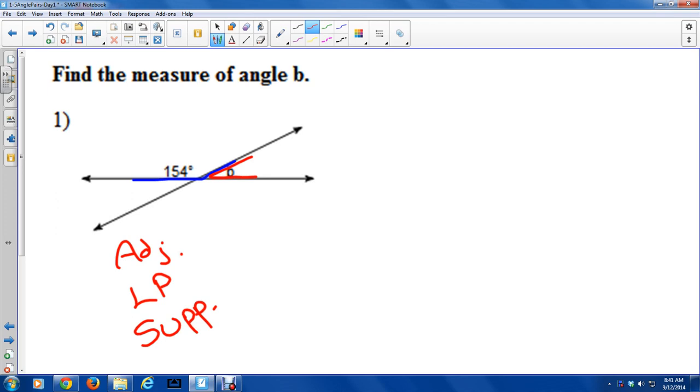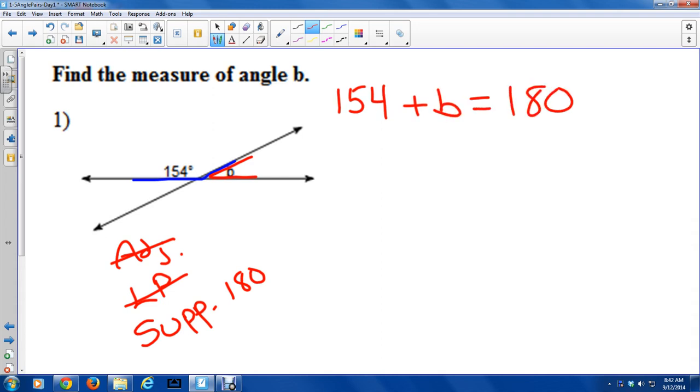And so from class, we realize that adjacent means nothing to us when it comes to numbers. Linear pair really doesn't mean anything when it comes to numbers, but supplementary means that these two guys add up to 180. So why not just set that up? We'll do a tiny equation real quick, and I know I'm wasting your time with that. Most of us have already subtracted, but if we do it just for some practice, at least your parents will know how.